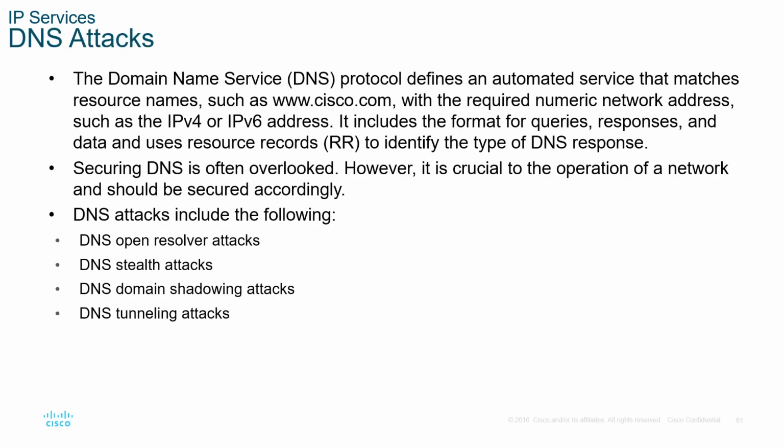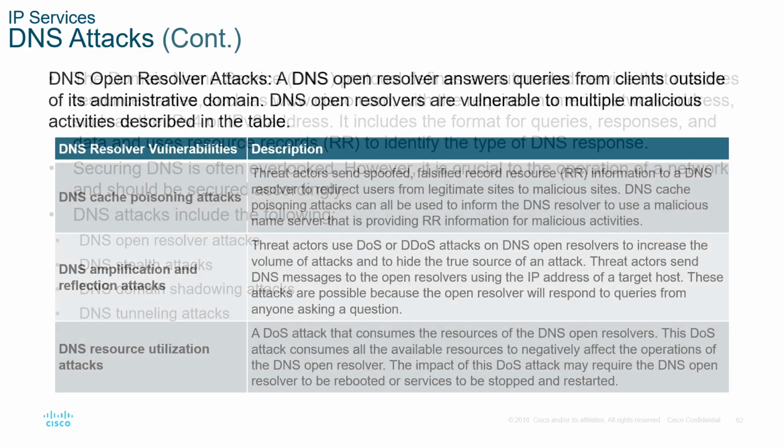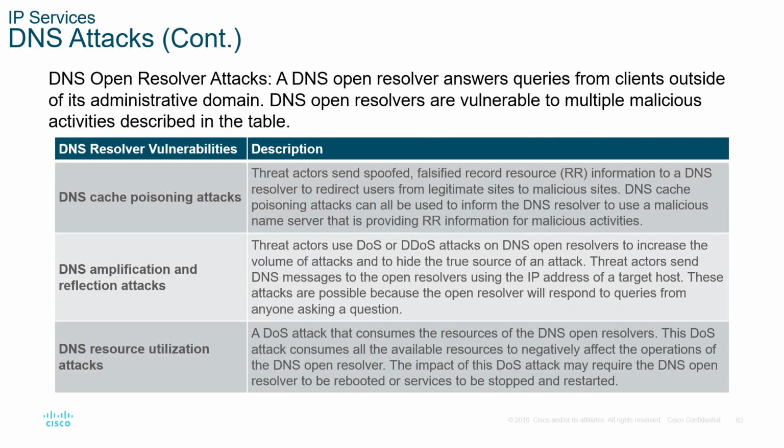DNS attacks can also be used, very frequently used, because after all, you can have a rogue DNS server, mate, giving you the wrong resolution to domain names. That's an issue, right? Now, DNS attacks can be open resolver attacks. Like I said, they can give you false information. Stealth attacks, domain shadowing, and tunneling attacks. So it can be all of those. I think we discussed just a few here.